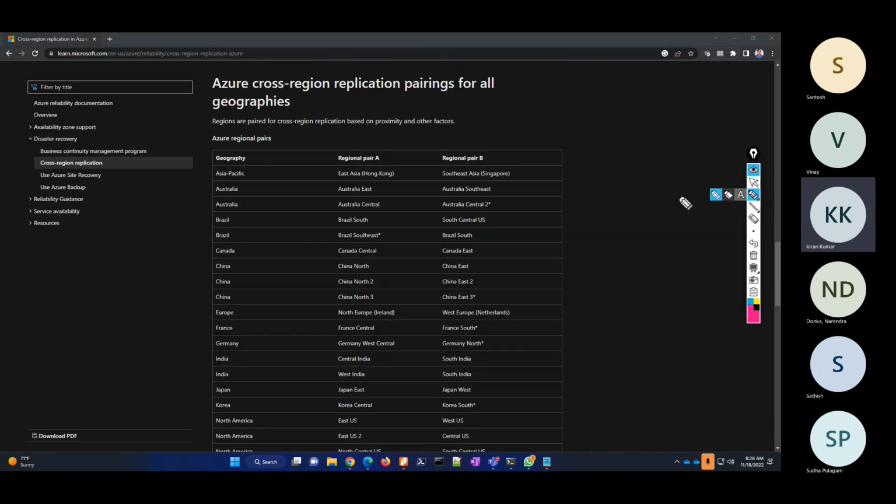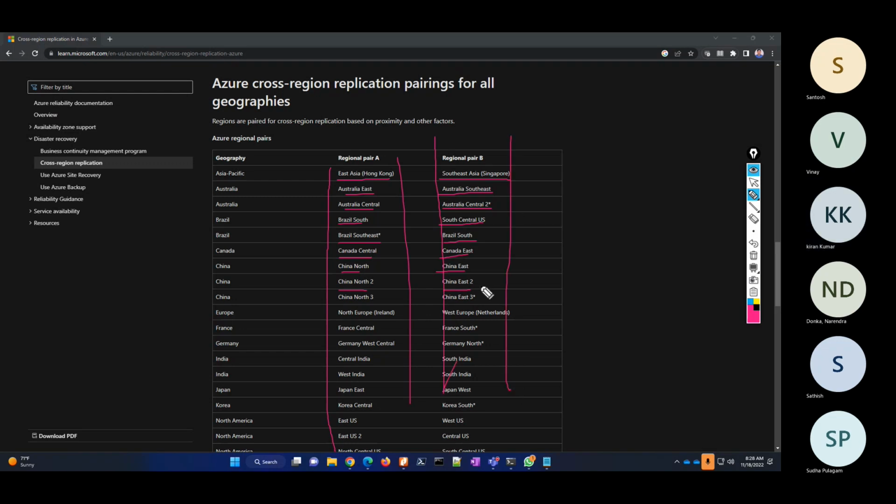In this, you see East Asia Hong Kong, Southeast Asia Singapore, Australia East, Australia Southeast, Australia Central, Australia Central 2, Brazil South, South Central US, Brazil Southeast, Brazil South, Canada Central, Canada East, China North, China East, China North 2, and China East 2. This is one region, and this is another region. So each region is paired like this.